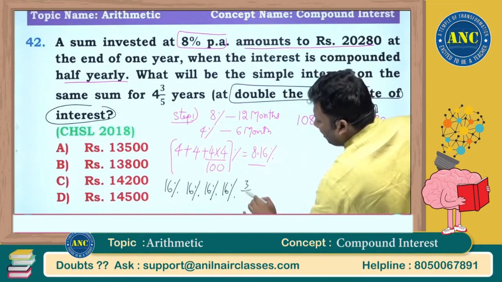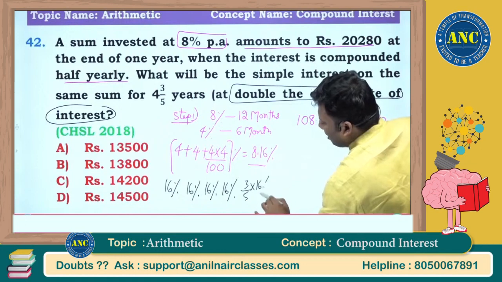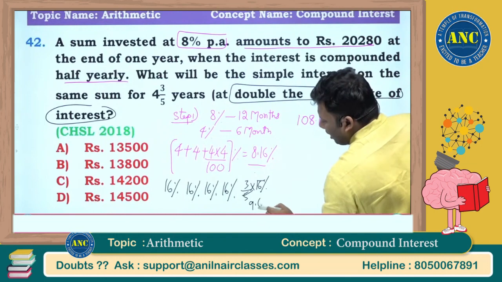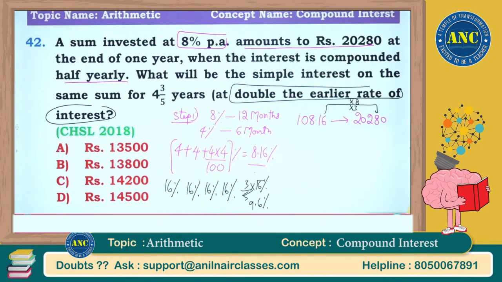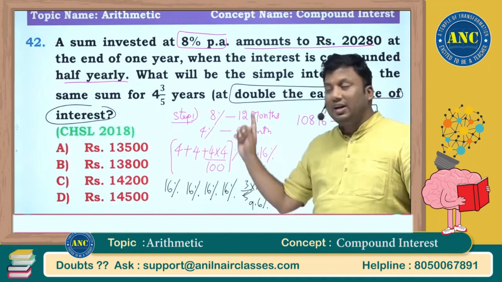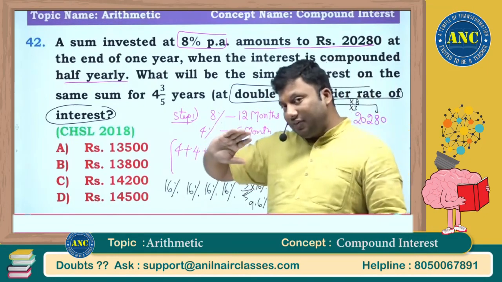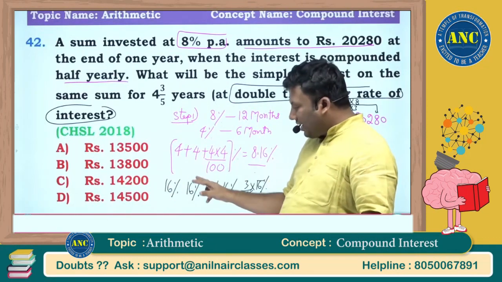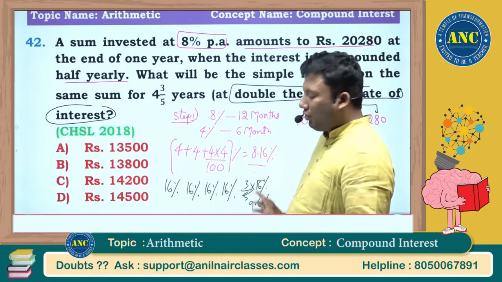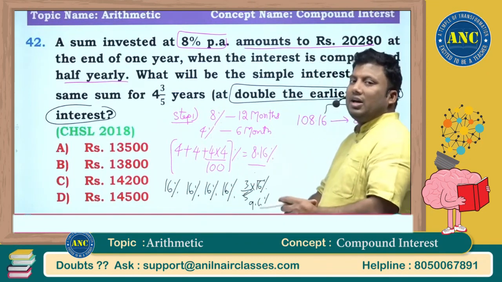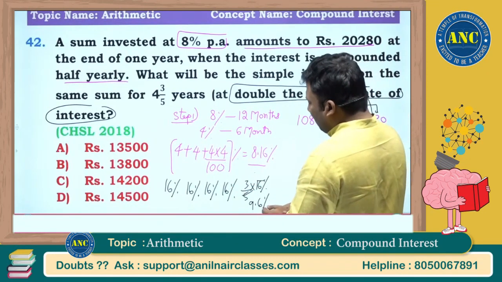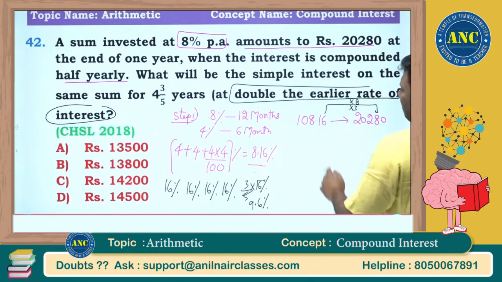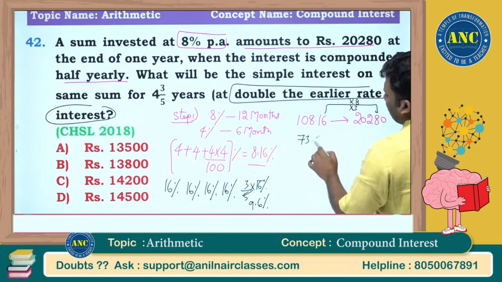That means in the 5th year, I want 3/5 of the rate of interest, which is 3/5 of 16, which is 9.6%. I hope it is clear. I want the simple interest. First year 16, second year 16, third year 16 and fourth year 16. And next I require 3/5 of 16, which is 9.6. 16 4s are 64. 64 plus 9.6 is 73.6.